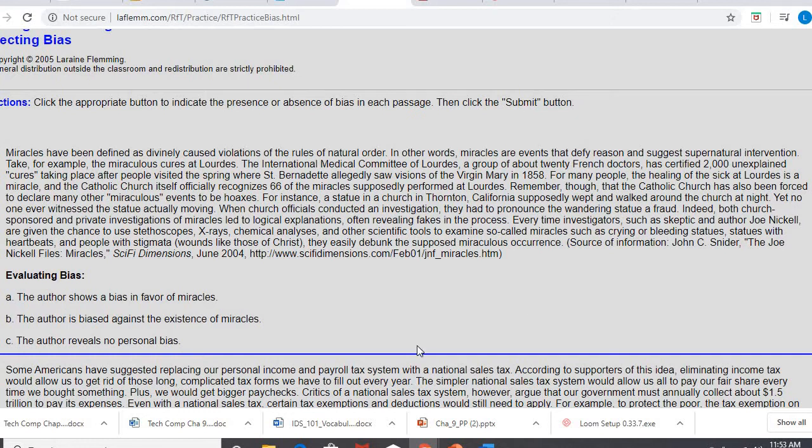Miracles have been defined as divinely caused violations of the rules of natural order. In other words, miracles are events that defy reason and suggest supernatural intervention. Take, for example, the miraculous cures at Lourdes. The International Medical Community of Lourdes, a group of about 20 French doctors, has certified 2,000 unexplained cures.